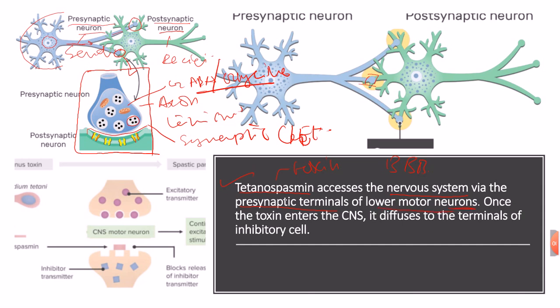There are two types of motor neuron: lower motor neuron and upper motor neuron. Once the toxin enters the CNS, it diffuses to the terminals of the inhibitory cells. When the toxins enter the CNS, for example reach the brain, how do they act? They diffuse to the terminals of the inhibitory cells, the neurons where inhibitory neurotransmitters, GABA or glycine, are available. What they do over there is stop their release.